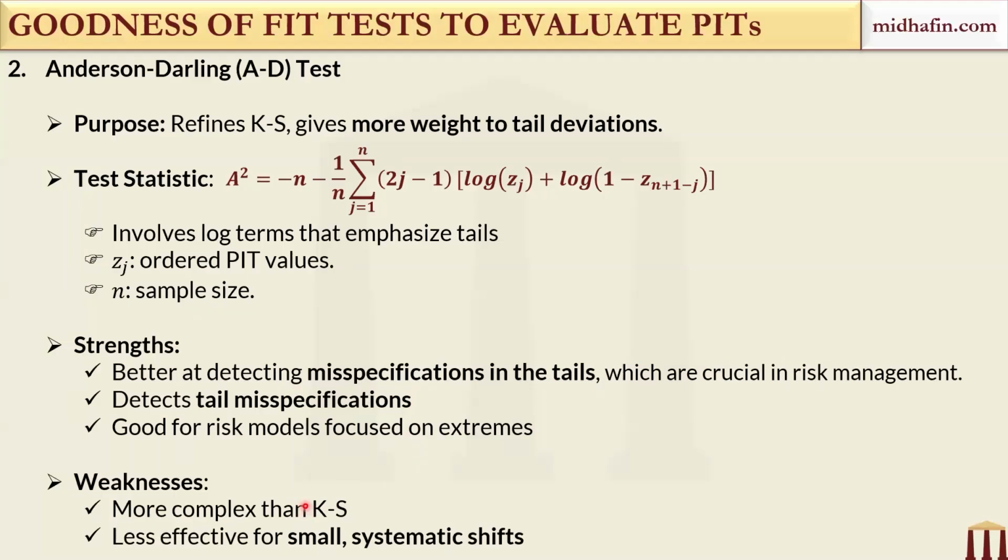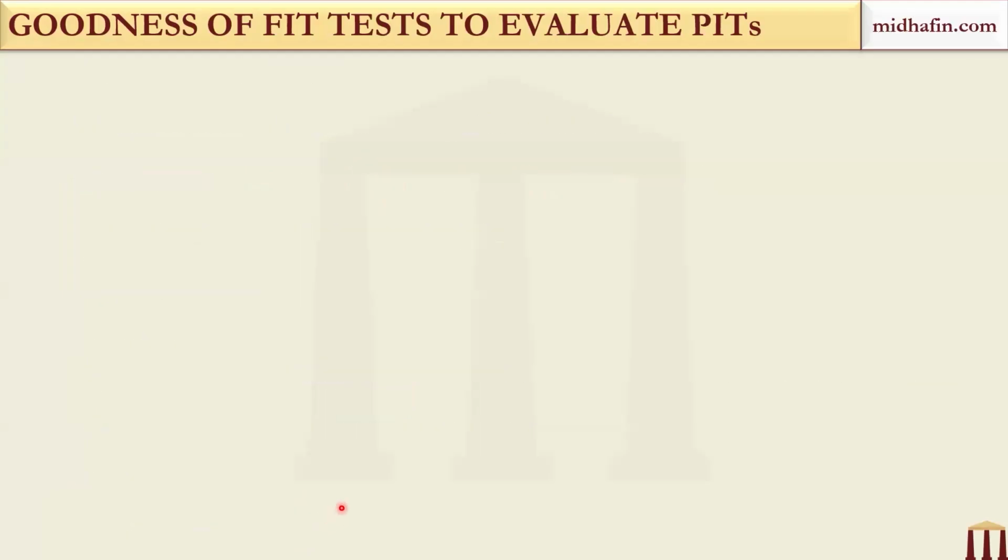And on the downside, it is of course more complex to compute than the KS statistic. It also tends to be less effective for picking up small systematic shifts across the entire distribution. It is actually only tuned to the tail region. So it's tuned to spot tail issues.